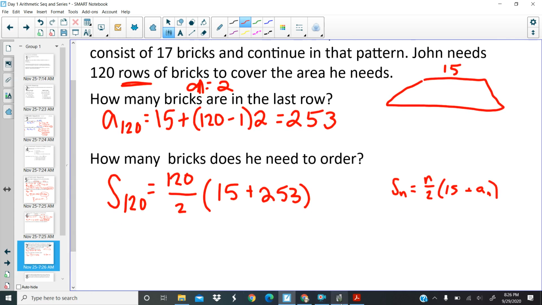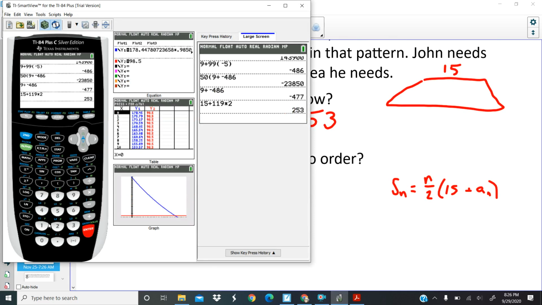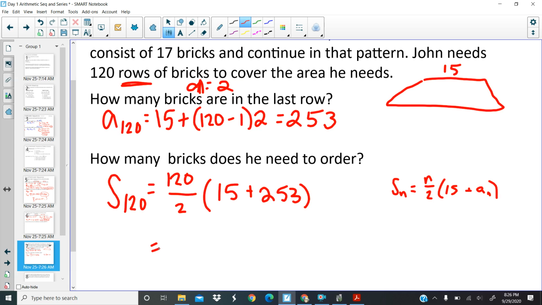So that was 120 divided by 2 was 60 times 15 plus 253. And that's going to give us 16,080. So he needs 16,080 bricks.